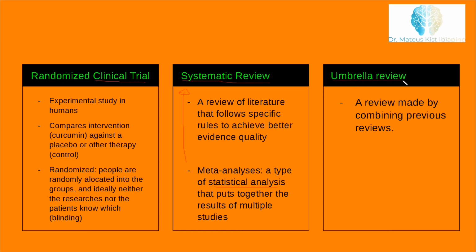And what is an umbrella review? An umbrella review is a literature review made by combining previous reviews. So, a systematic review of clinical trials, for example, is a review of the literature that is made up of different clinical trials, and it follows specific rules for which clinical trials qualify to be included in the systematic review. An umbrella review is a review made from many different systematic reviews. So it's a review combining many different reviews.